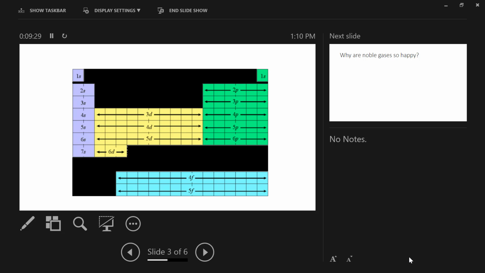And how many electrons can fit in a d subshell? 10. And that's because there are 5 orbitals, but we could check that just to make sure and count the number of elements listed here. 1, 2, 3, 4, 5, 6, 7, 8, 9, 10.